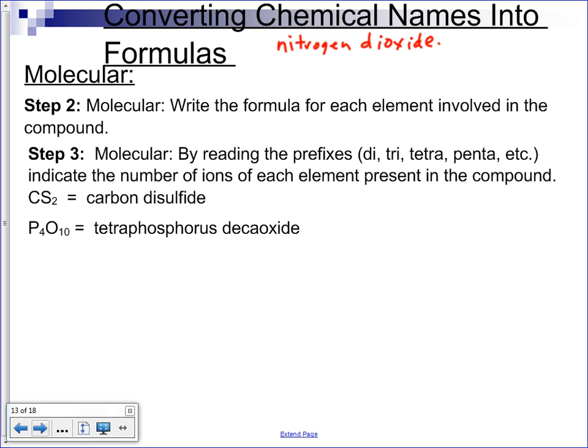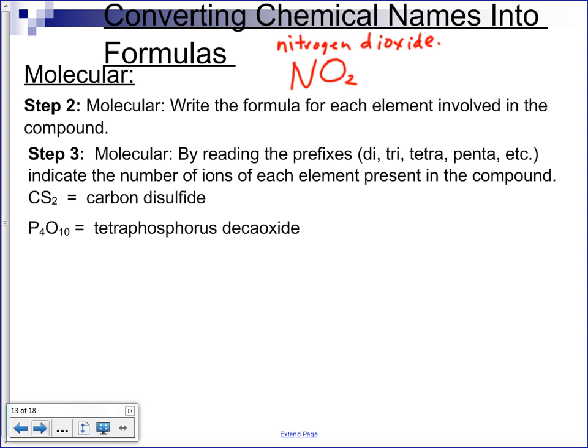If I get nitrogen dioxide, there's no prefix on the nitrogen, so how many are there? 1. So I write N. Then I've got dioxide. How many oxygens are there? 2. Done. That's all there is to it. You don't have to do any dropping and swapping or anything like that. Just write the numbers that the prefixes tell you to write.